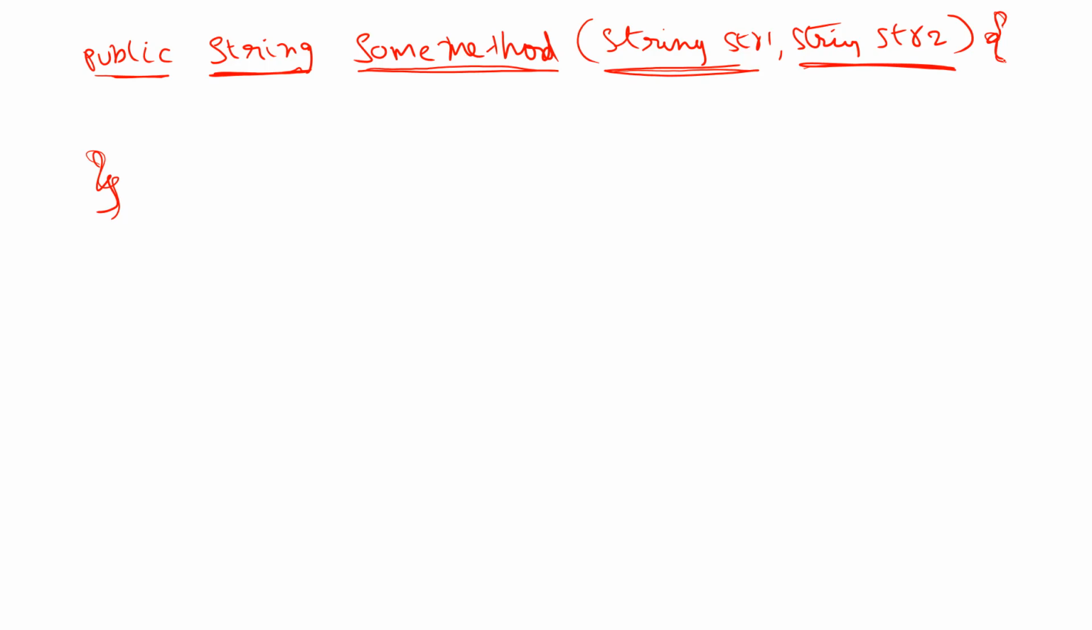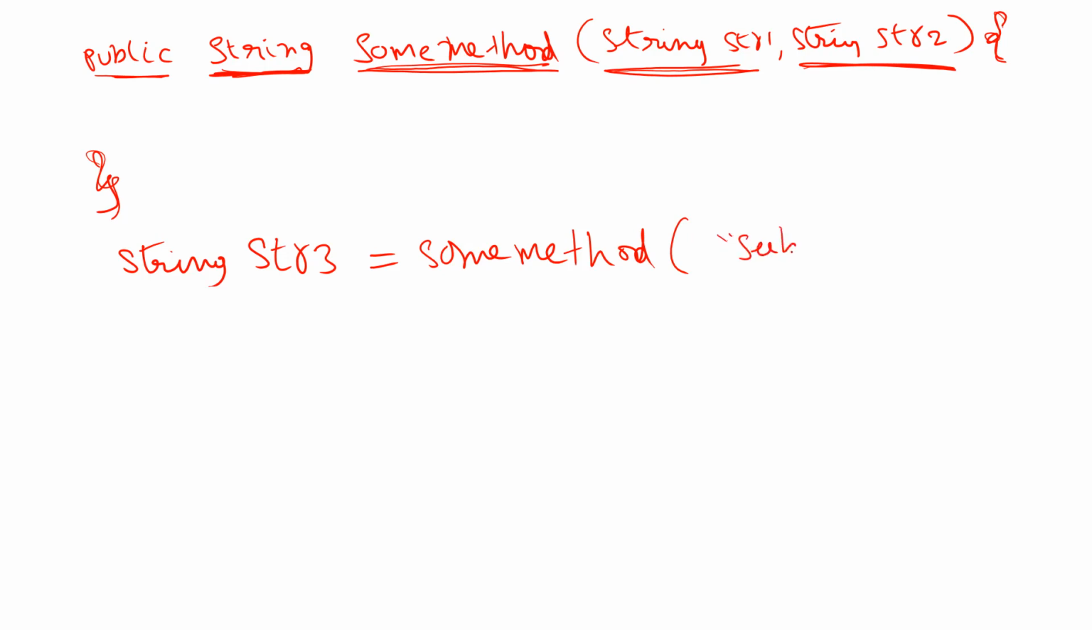If we want to call this particular method, since it is returning a string, we need to capture that return value into a string again. So we need to declare another string here, which is string str3 equals to, we call this method name, some method, and we pass some string variables here.